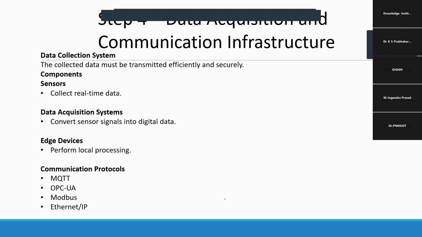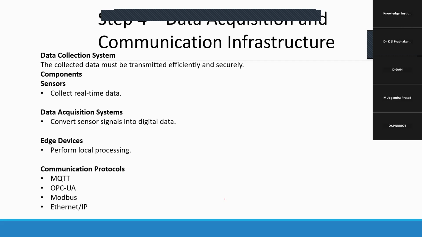Okay, next is the communication infrastructure. Communication infrastructure means that once the data is collected, it must be transmitted reliably from the physical asset to the digital twin, right? So this requires a communication infrastructure. For example, typically the sensors and the data acquisition systems, PLCs, edge devices, or gateways. This information is transmitted through communication protocols. You can see MQTT, Modbus, Ethernet, or wireless networks, through which you may send the information, right?